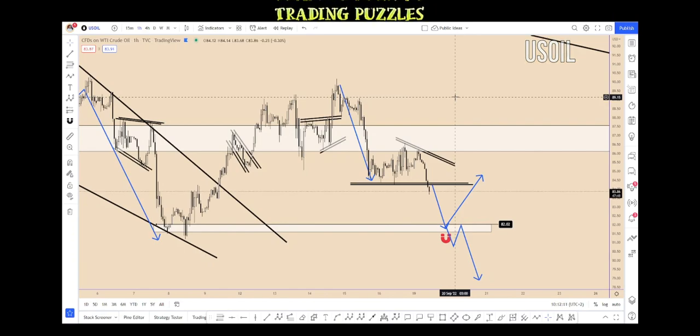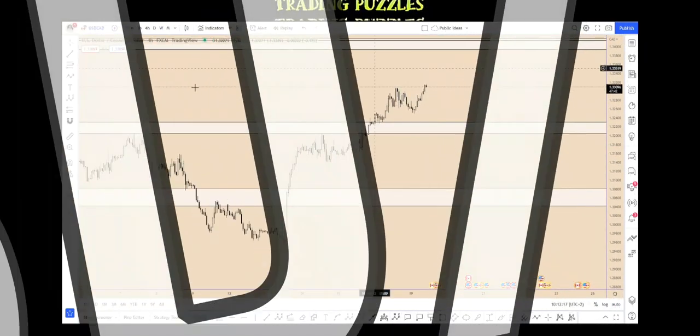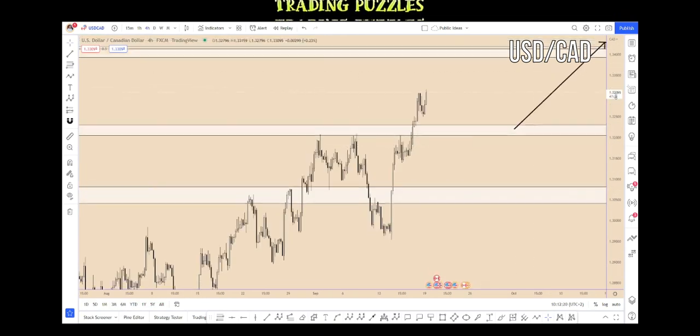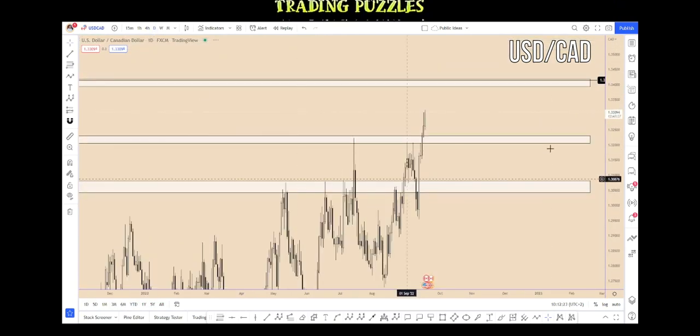And let's go on to the next one, USD-CAD. This is related to US oil as well.